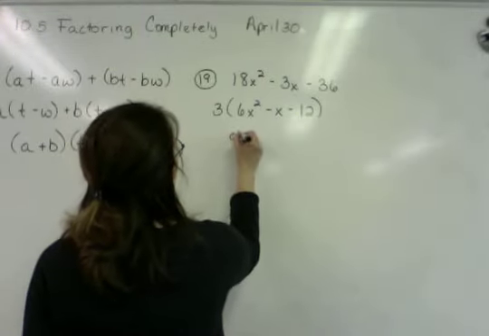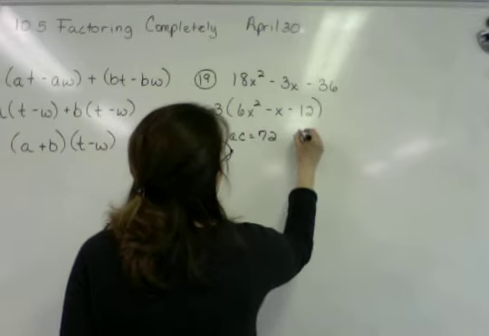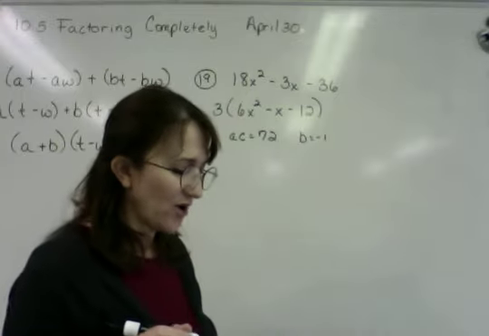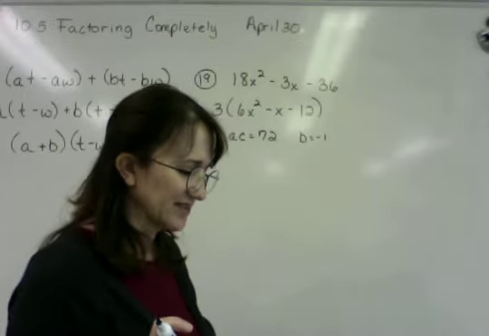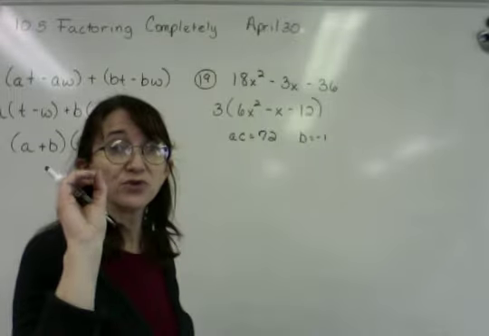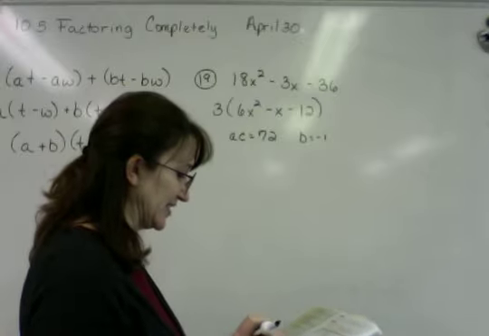So A times C, what are factors of 72 that would end up being B? And B is a negative 1. So what are factors of those that would become that? Remember, now we're going to group it. We're not going to freak out here. We are going to end up grouping these.